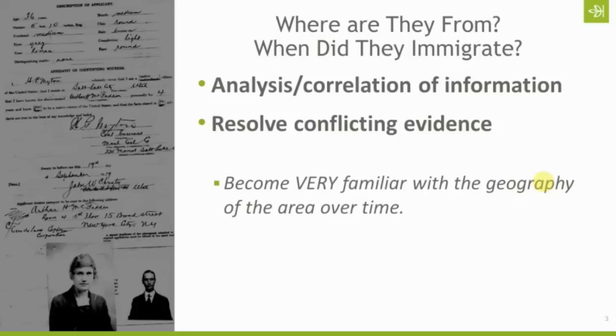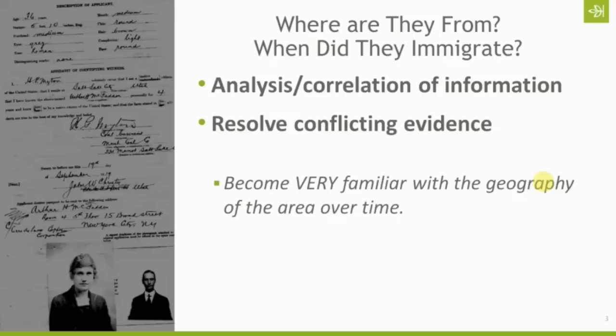One is that you need to become very familiar with the geography of the area over the time period, both that your ancestor may have lived there and over the time period when they would have been asked about that place. This is particularly important when we start talking about Eastern European immigration. A lot of the boundaries there changed a lot. And so you may have one record that says that your ancestor is from Russia, and another record that says your ancestor is from Austria, and another record that says your ancestor is from Germany or Poland, okay?